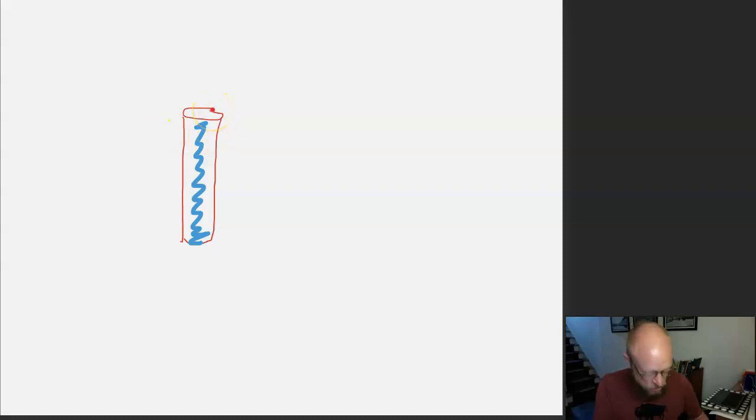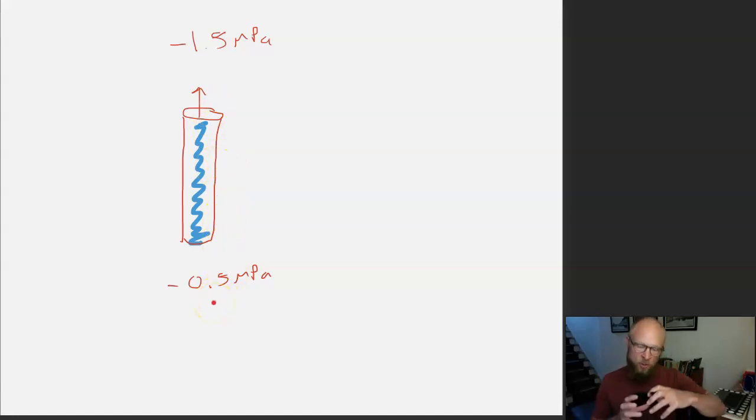Now, there is tension on this water column. I'm going to draw some arrows representing the tension. That's because, let's say the leaves are at minus 1.5 megapascals, and the soil's at minus 0.5 megapascals. Neither of these are under positive pressure. They're both under negative pressure. Both of them have some pull in their direction.